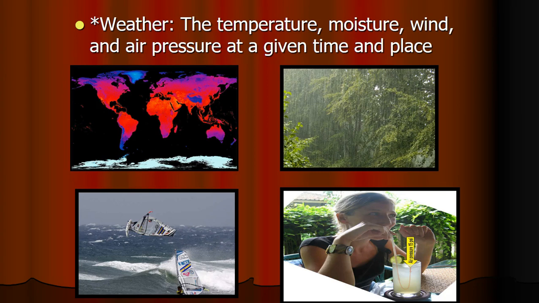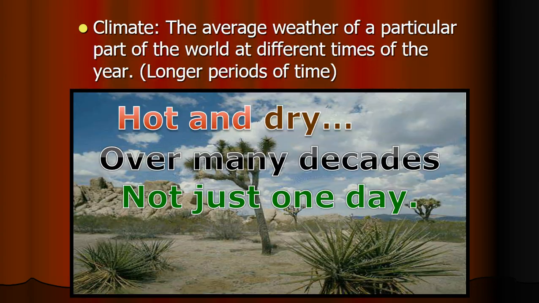Now, this is not the same thing as climate. Climate is the average weather. So, for example, right now, we are in spring, or starting spring. We're coming towards the end of winter right now. So this is the average weather of a particular part of the world at different times of the year. So, like in the desert, the climate there is hot and dry over many decades. It's not just one particular day.